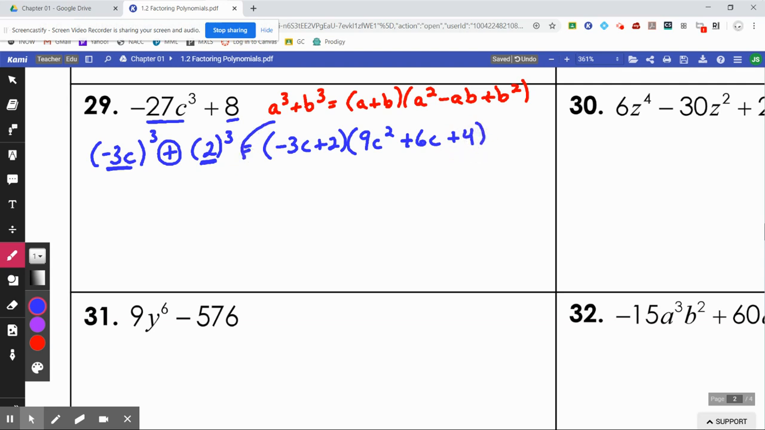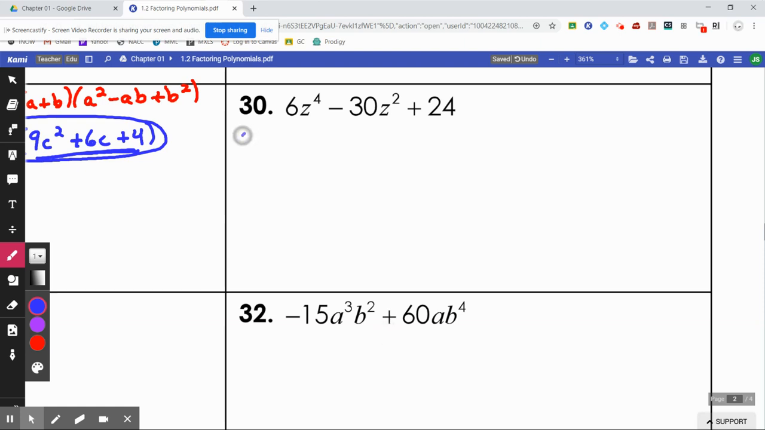Now, I about circled it. You can check to see if this will factor, and that won't, that's linear. You can check to see if this is going to factor again. It's not going to. Anytime you're dealing with sum or difference of cubes, the quadratic never will factor again.